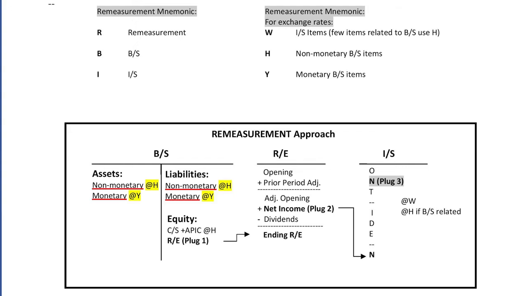So this would get us to a retained earnings plug which flows as ending retained earnings to the statement of retained earnings. Then we have a second plug, net income, which then flows to the income statement and helps us calculate the non-operating gain or loss from remeasurement. Now on the income statement, we're going to use highlight at W, weighted average rate, to remeasure income statement items. Now if the income statement item is balance sheet related, something like depreciation, then we're going to use highlight H, historical exchange rate.